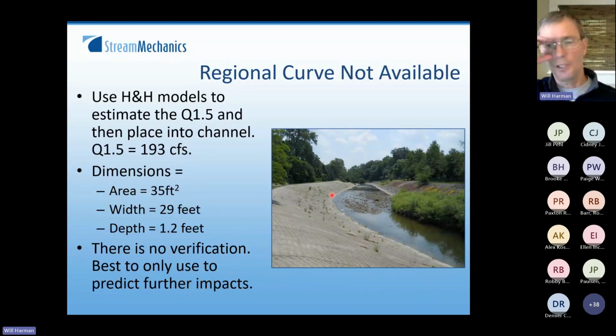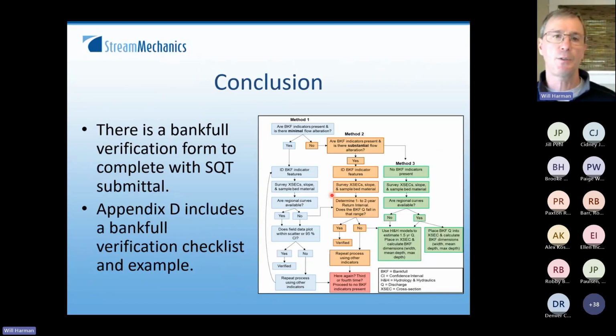All right, so in conclusion, just want to let folks know that there is a Bankfull verification form that needs to be completed with the SQT submittal. And then Appendix D in the user manual includes a Bankfull verification checklist and an example. So we're trying to beef up the user manuals with more assistance in the Bankfull identification and verification process. And that is it.